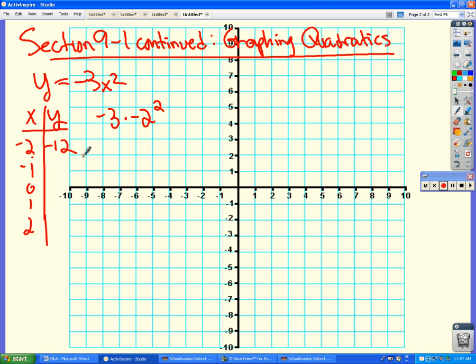Now I'm going to do the same thing, except I'm going to plug in negative 1. So the first thing I have to do is square negative 1, which gives me positive 1. And then 1 times negative 3 is negative 3.